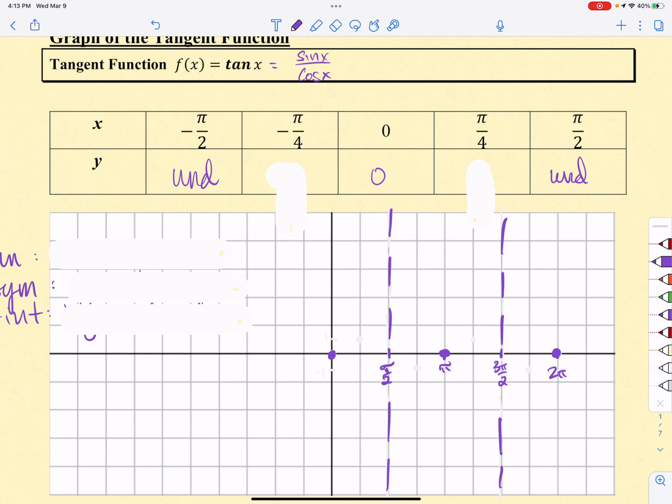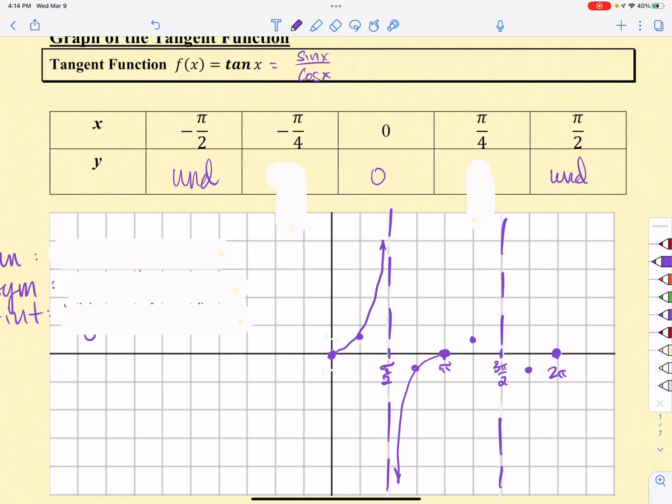Just like I did before, if you think about your pi over 4 positions, pi over 4 in the first quadrant, the tangent is going to equal 1. But in the second quadrant, it's equal to negative 1. In the third quadrant, it's equal to positive 1. And in the fourth quadrant, negative 1. So then my tangent function, using my points and using my asymptotes, this is how the first piece of my tangent function is going to be.